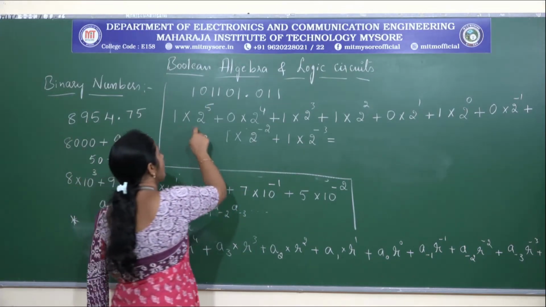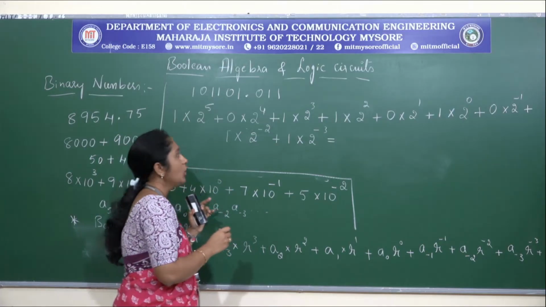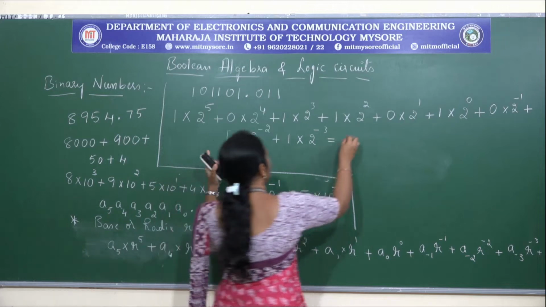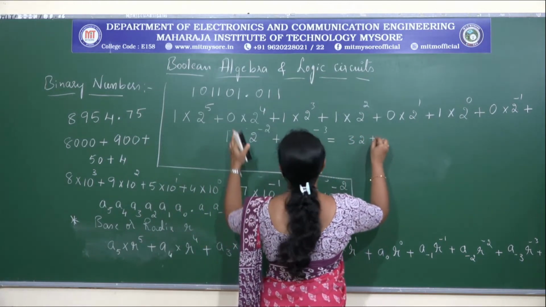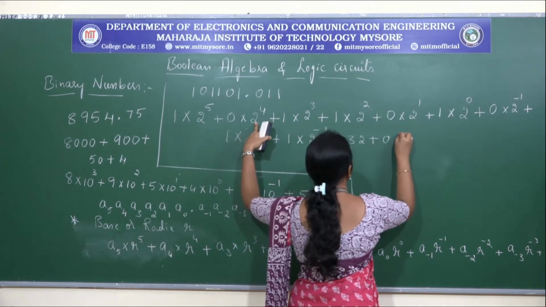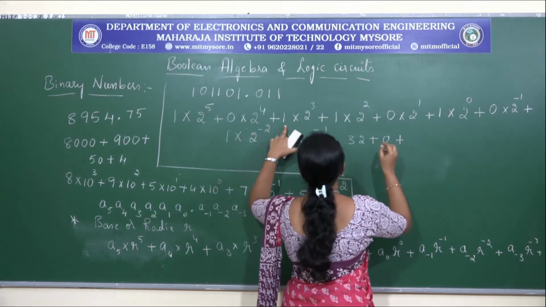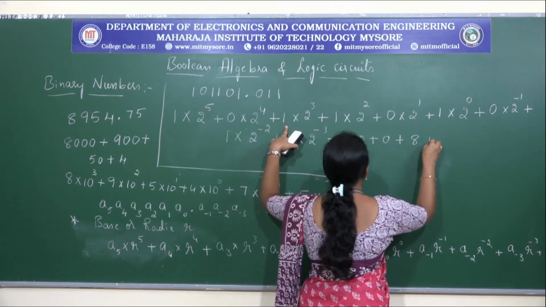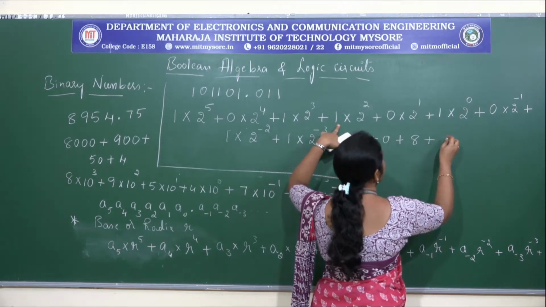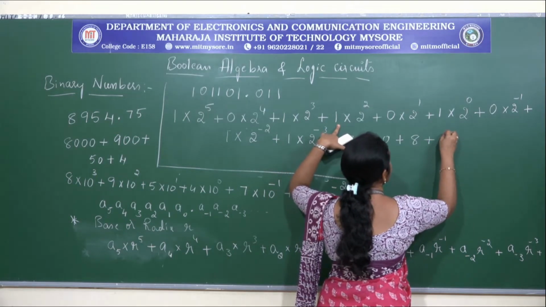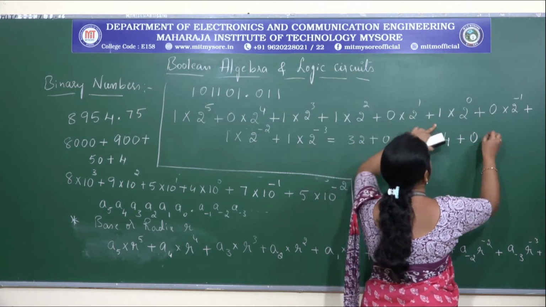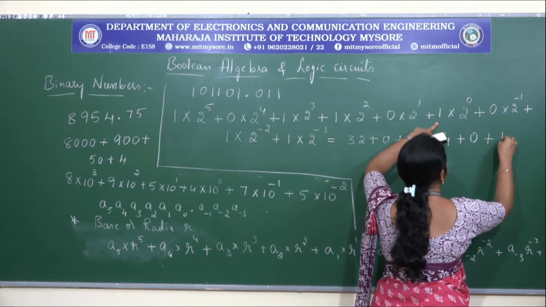Let us find out. So we have 1 into 2 power 5. 2 power 5 is 32. Next we have 0 into something. 0 into anything is 0. And next we have 1 into 2 power 3, which is 8. Plus next we have 1 into 2 power 2. 1 into 2 power 2 is 4. Next we have 0. Next we have 1 into 2 power 0, which is 1.